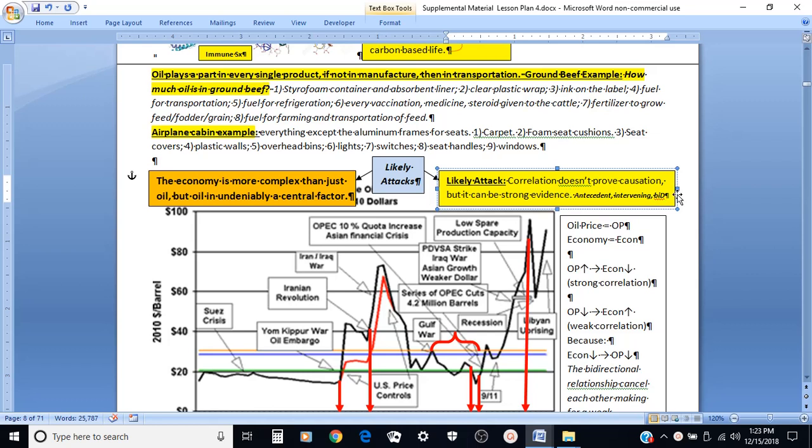And let me give you an example here. So if you have oil price being OP and economy econ, right? If oil price goes up, the economy goes down. There's a strong correlation for this. At least there was in the 70s and 80s and so forth, right?